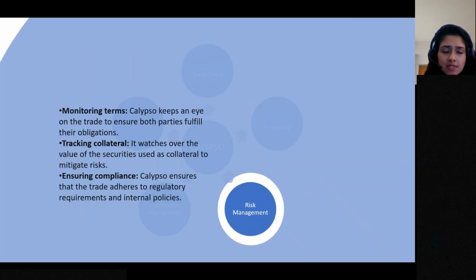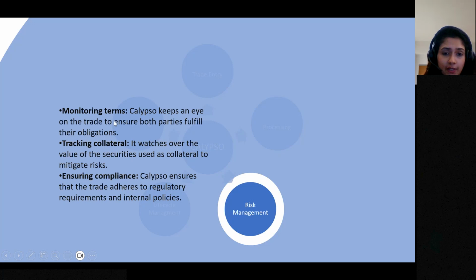Now comes the risk management. So risk management, life cycle management, and reporting. These three parts will be the same for any instrument or any product you have to consider. Currently, we are talking about repo and reverse repo. So it's the same for both. What will happen in risk management? We will monitor.